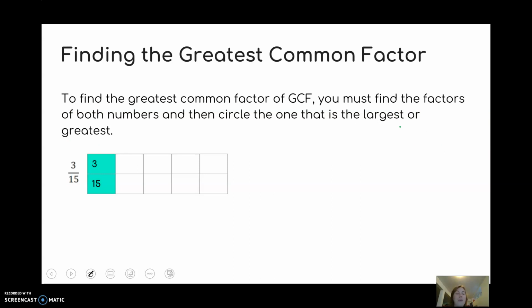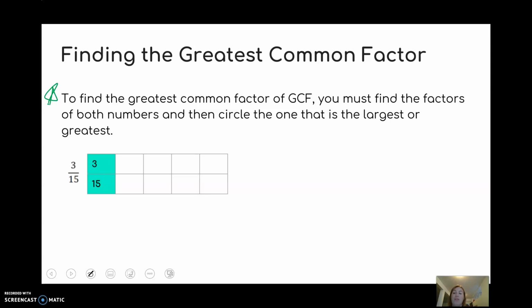So now that we know how to factor numbers, we need to find the greatest common factor. The word greatest means largest or biggest. And to have something in common means to share something. So we're looking for the factor that two of these numbers share that is the largest number. It says to find the greatest common factor, or GCF, you must find the factors of both numbers and then circle the one that is the largest or the greatest.